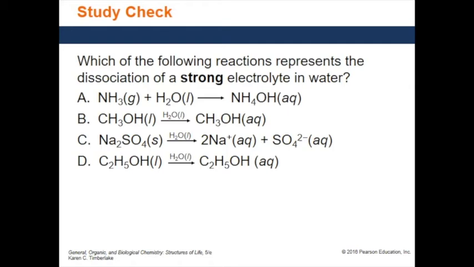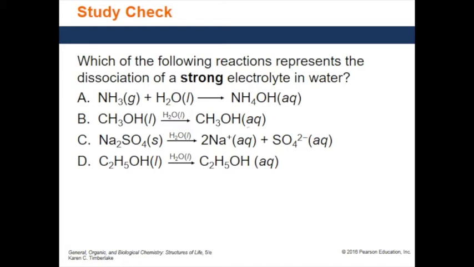Next kind of question could be like this. Which of the following reactions represents the dissociation of a strong electrolyte in water? Again, we are looking for a strong electrolyte, meaning it will dissociate to give ions completely. In the first reaction, there is no dissociation happening. The products are not ions. Same thing in reaction B. This is methanol in water. It's still methanol. It is aqueous, but it's not ionic in nature.